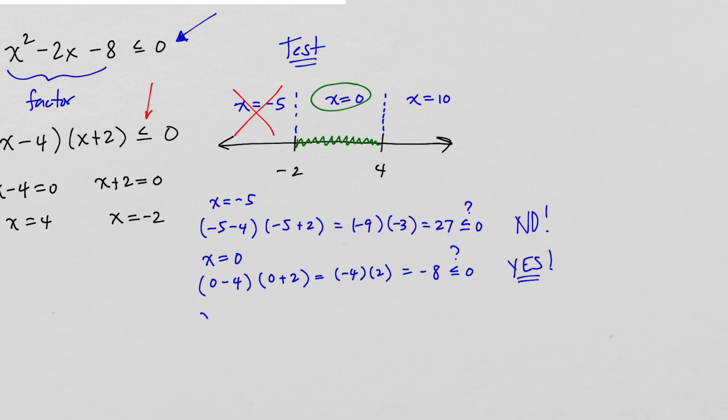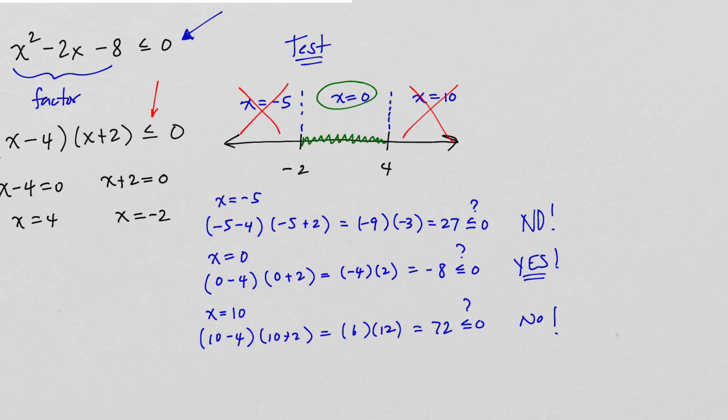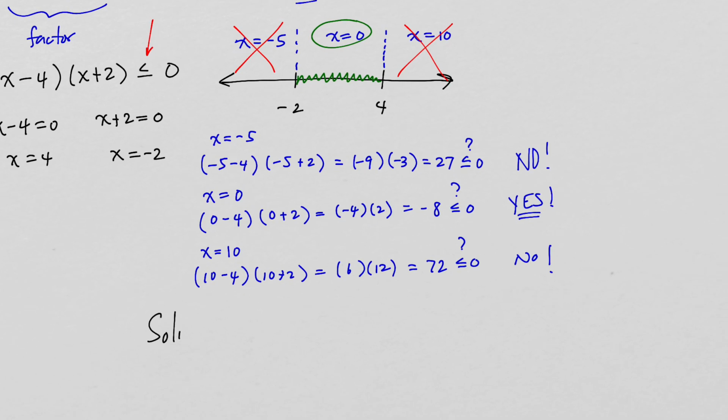And finally, we test our last interval by using the number 10. If I plug in 10, we get 10 minus 4 times 10 plus 2, which is 6 times 12. And 6 times 12 is 72. And again, is this less than or equal to 0? No, it is not. So 10 does not work, which means the whole interval fails. So our solution is all the numbers that make the original true. And that's going to be all the numbers from negative 2 to positive 4. And don't forget, this is inclusive because we do have an equal sign there.